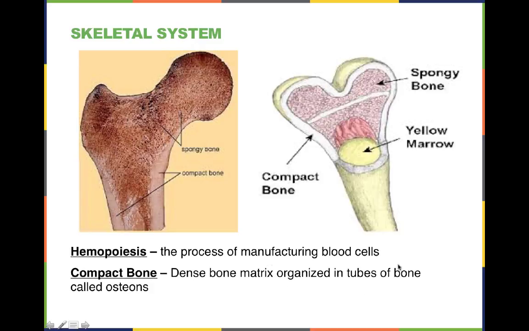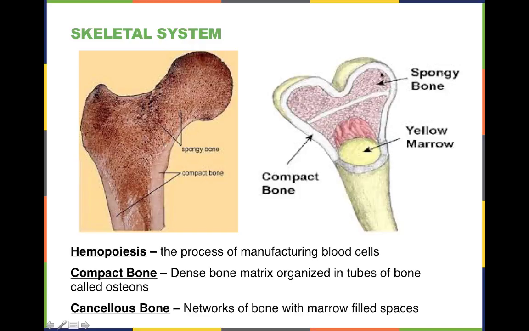The compact bone is the dense bone, where the matrix is organized in tubes of bone called osteons. And I don't have a picture here to show that, but this hard, dense bone right along here is compact bone. Then the cancellous or spongy bone is up here. And this is much looser networks of bony tissue.